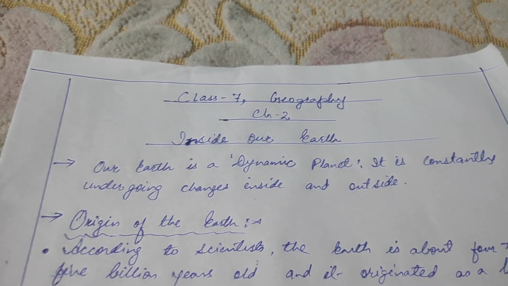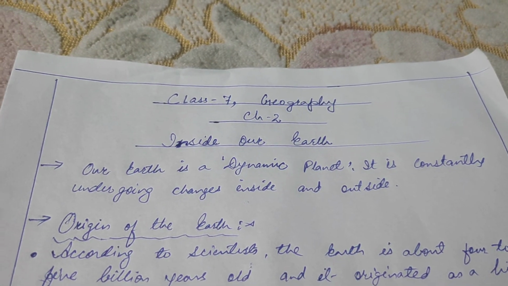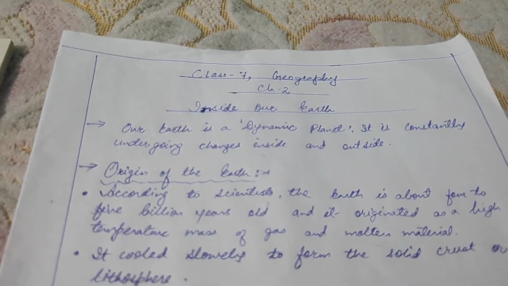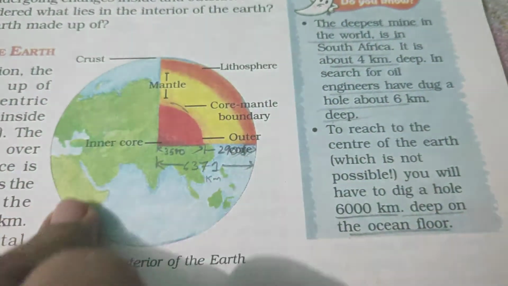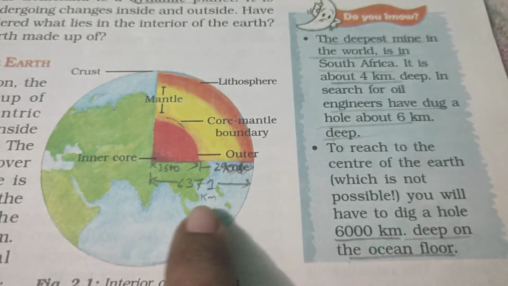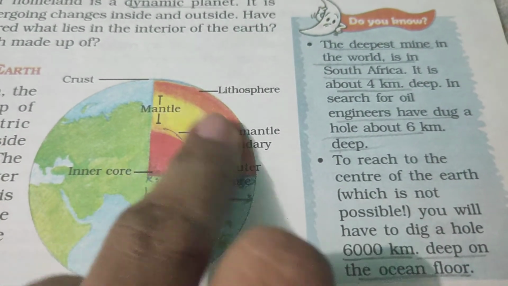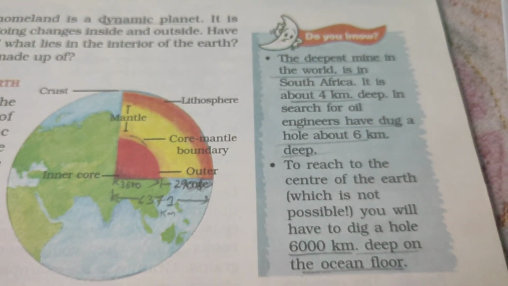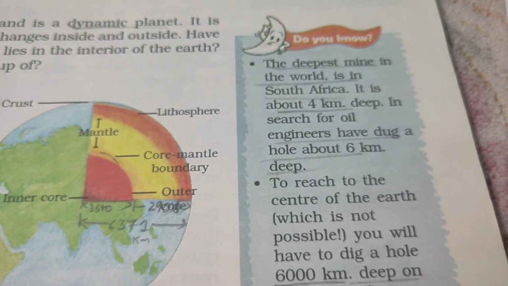So our earth is divided into 3 layers. Let's see the interior of the earth. See here, this is the structure of the earth, and the earth is divided into 3 layers. The topmost layer is the crust, the middle one is the mantle, and the inner one is the core.